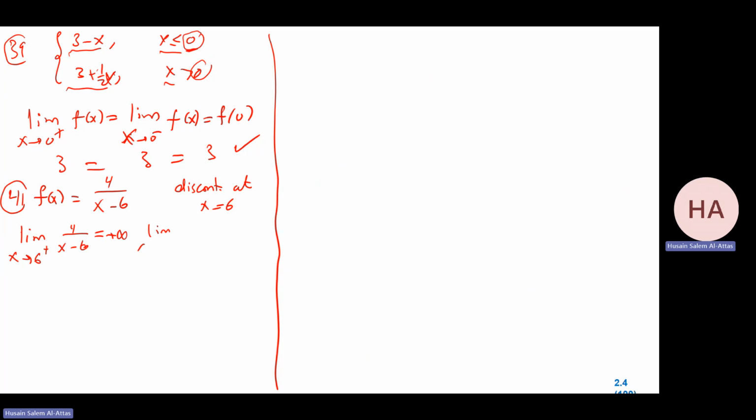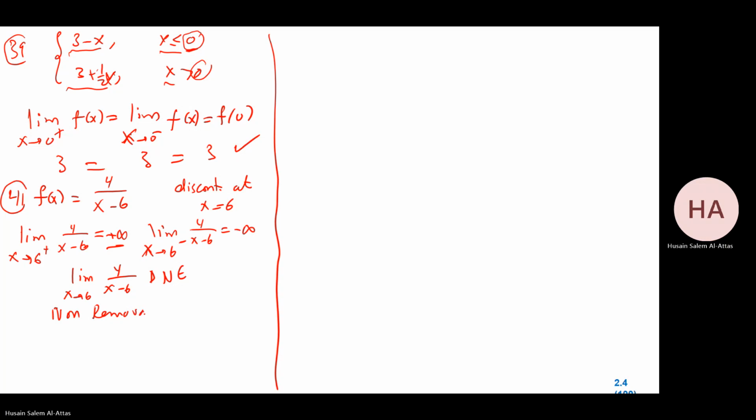And from the left, no need to check, since it will be non-removable. But for completeness, 6 from the left, that will be minus infinity. So the limit as x goes to 6 does not exist. So we have a non-removable discontinuity. Actually, we get it from here. Non-removable discontinuity. It will be an infinite discontinuity. Okay.